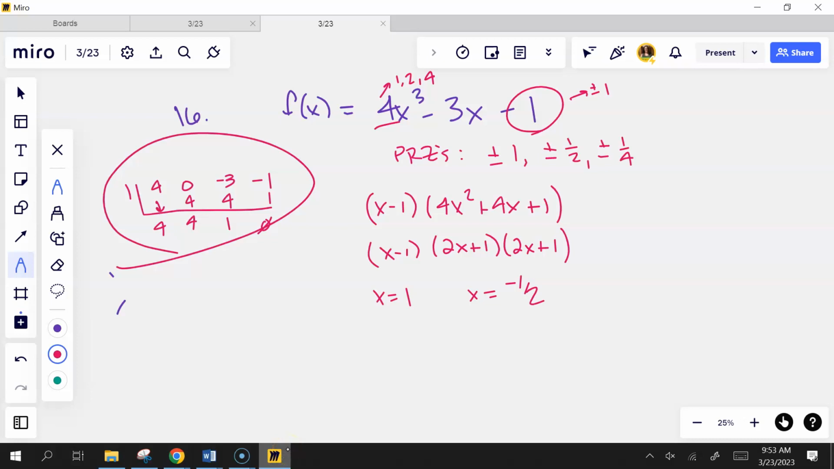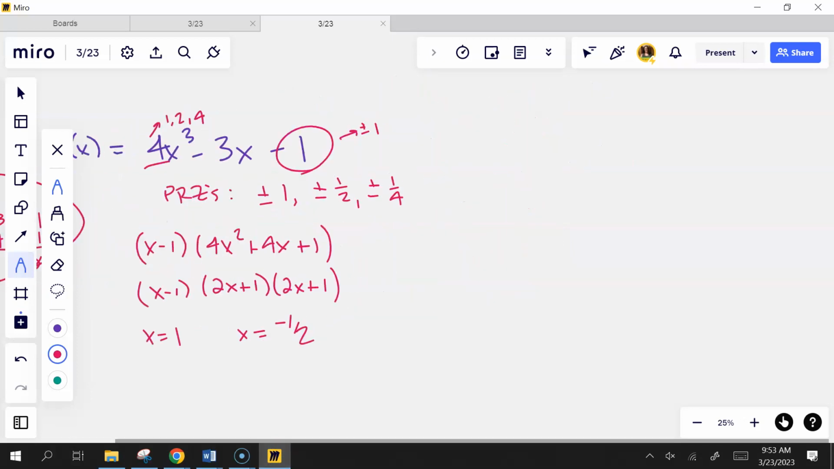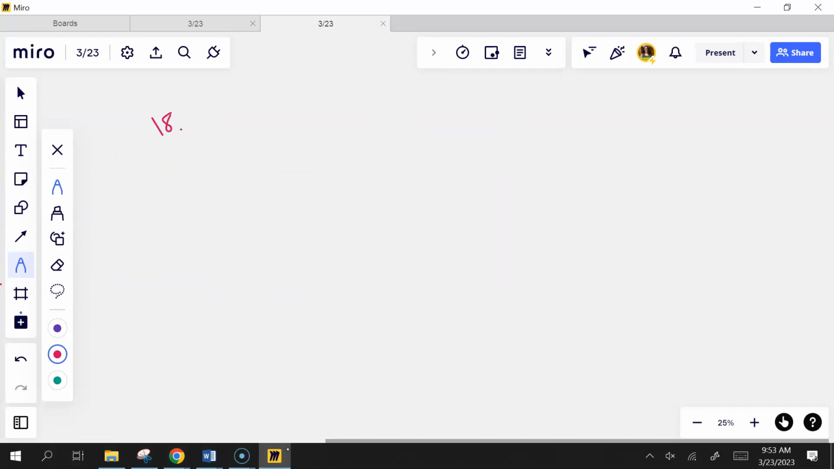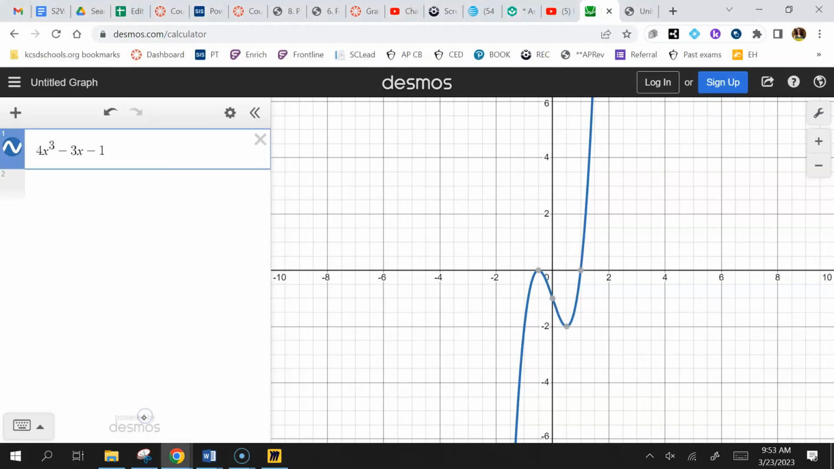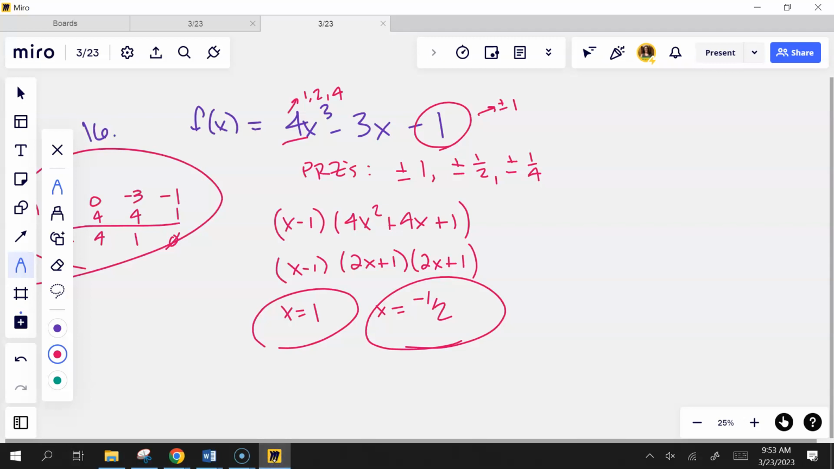We did 17 yesterday. Let's do 18. So if you look at the graph, where is it crossing the x-axis? Negative 1/2 and 1. What answers did we get? Yes, absolutely. Negative 1/2 bounces, which makes sense because it happened twice. Right. Everybody okay?